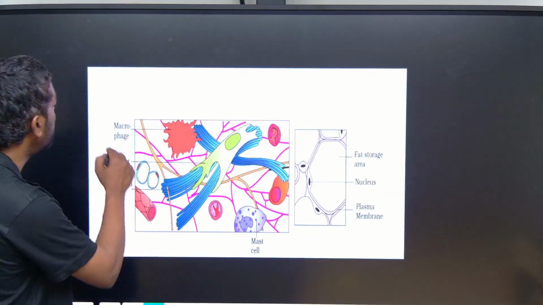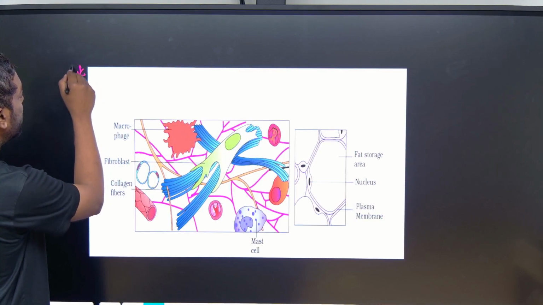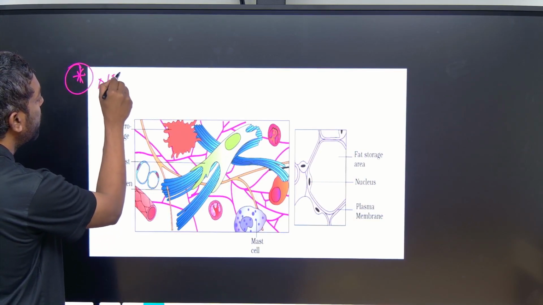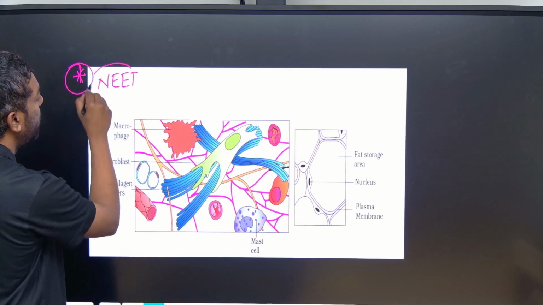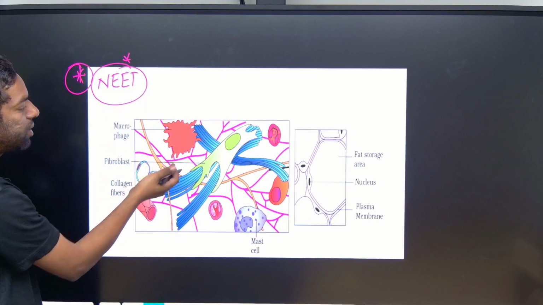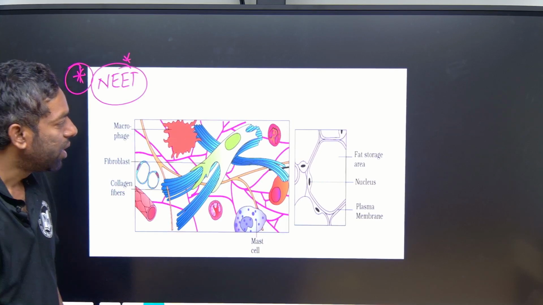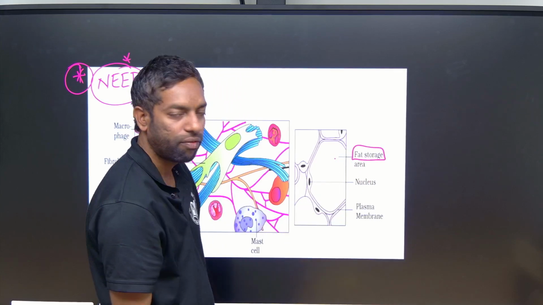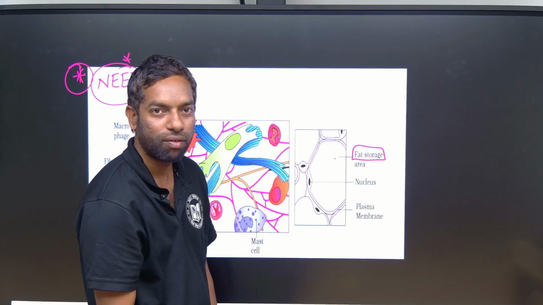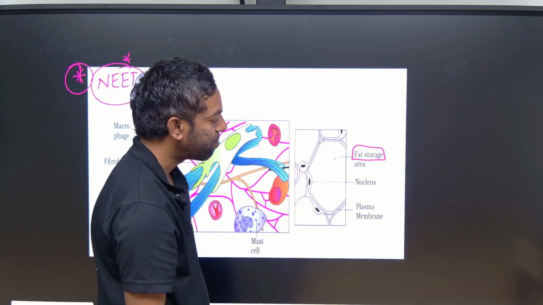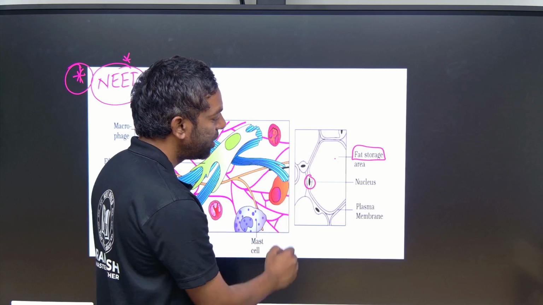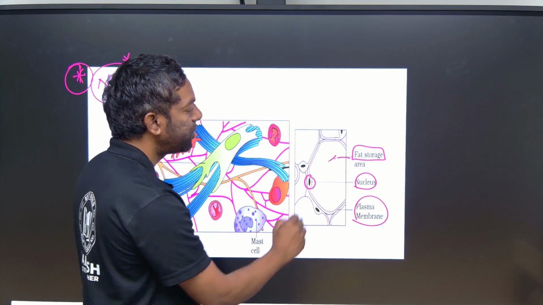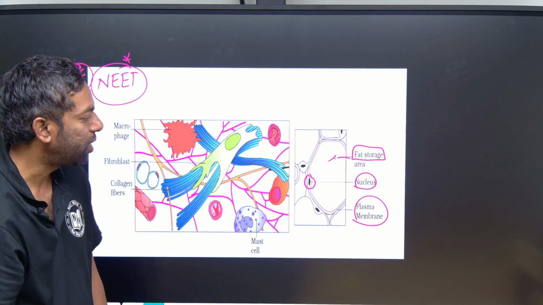This is the most important connective tissue structure, most important for NEET. This diagram also. Fat storage means what kind of tissue? Adipose tissue. The nucleus is there, and the plasma membrane. This is adipose tissue, one of the connective tissues.